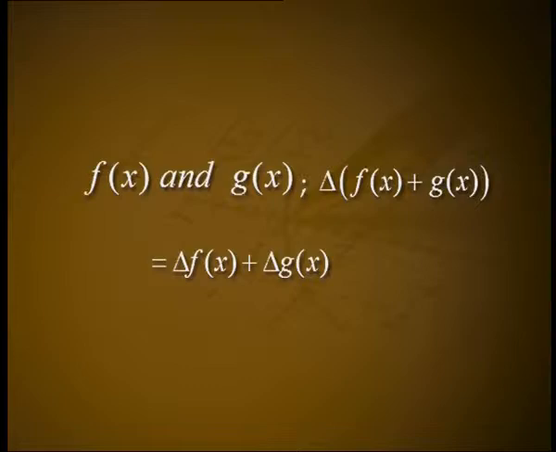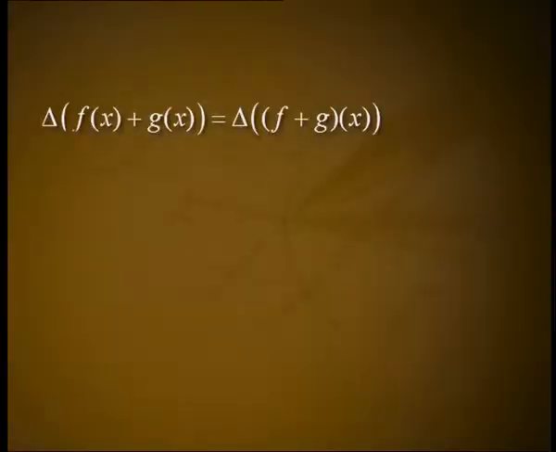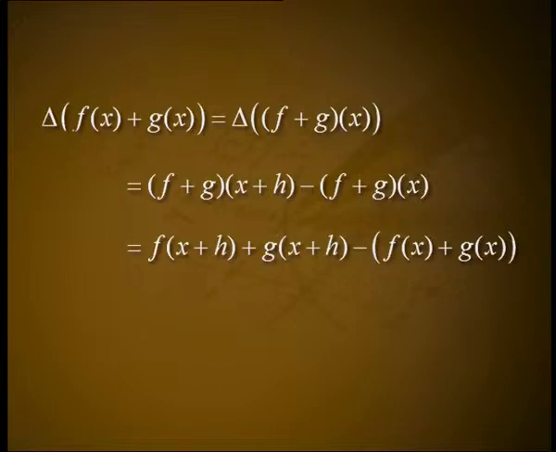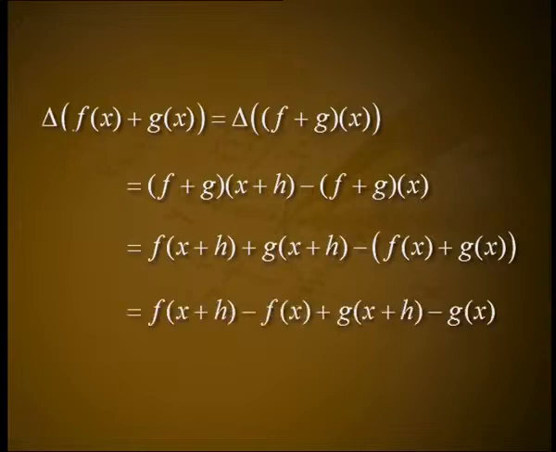Number 2. For the functions f of x and g of x, delta of f of x plus g of x equal to delta of f of x plus delta of g of x. Proof: by definition, delta of f of x plus g of x equal to delta of f plus g of x, that is f plus g of x plus h minus f plus g of x, that is f of x plus h plus g of x plus h minus of f of x plus g of x, that is f of x plus h minus f of x plus g of x plus h minus g of x. That is delta of f of x plus delta of g of x.